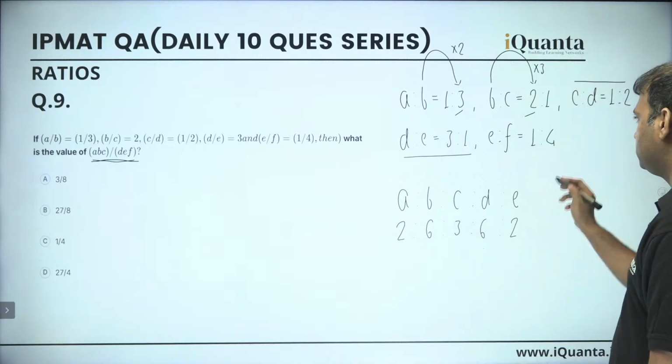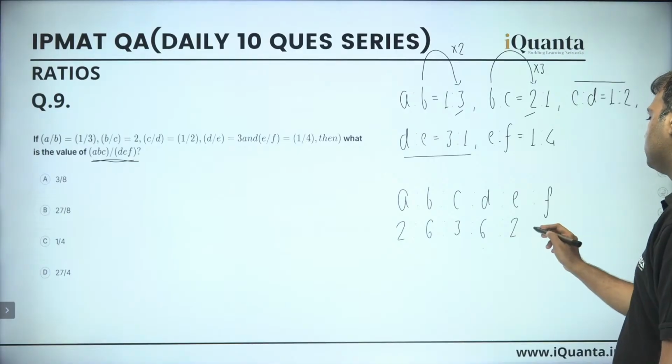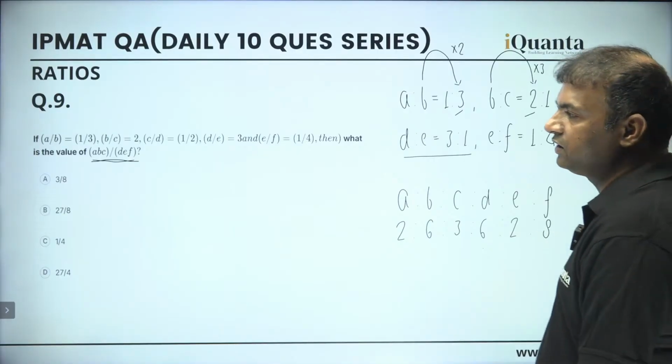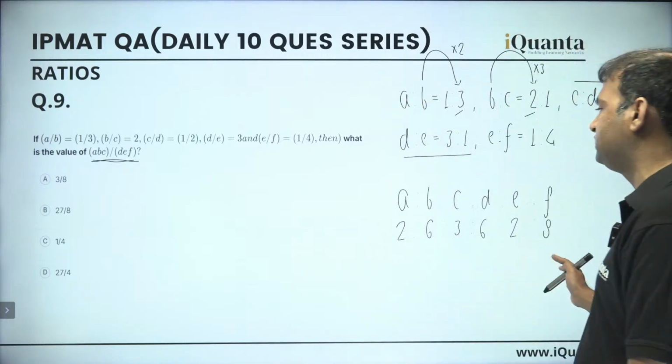Last ratio, E is to F is 1 is to 4. If E is 2, then F should be 4 times of this. So that means F should be 8. We can just say that. So this is how we got a combined relation of all A, B, C, D, E, F, right?